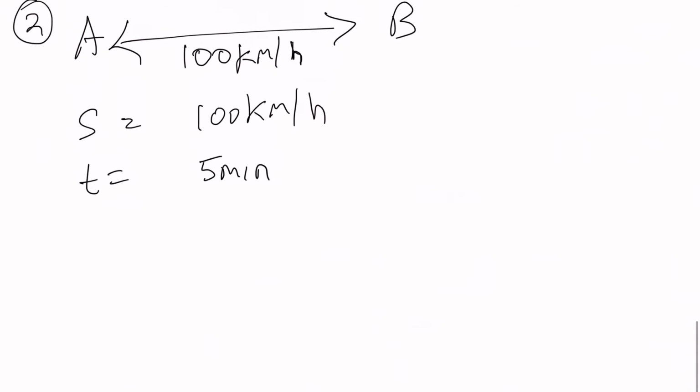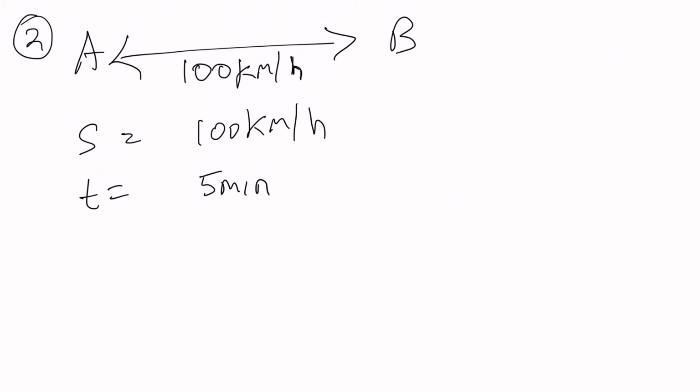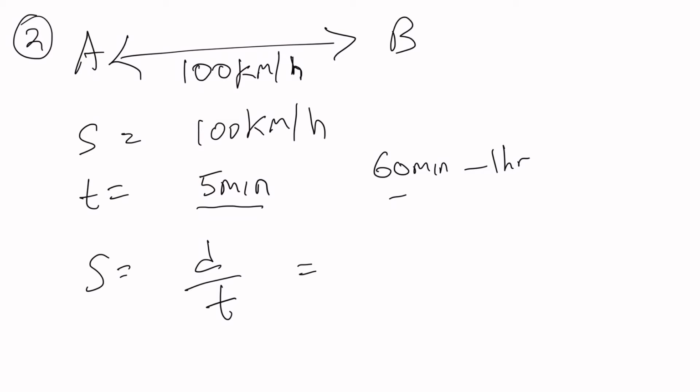So we know speed equals distance over time, right? This is in minutes. So how do we convert this to hours? We all know that 60 minutes is 1 hour. So 15 minutes will be what? That will be 15 divided by 60 hours. That's just literally what it means. So if we do distance over time, we have to look for distance, right?